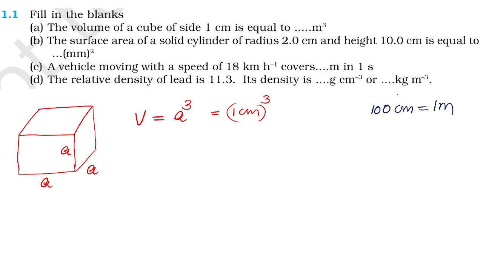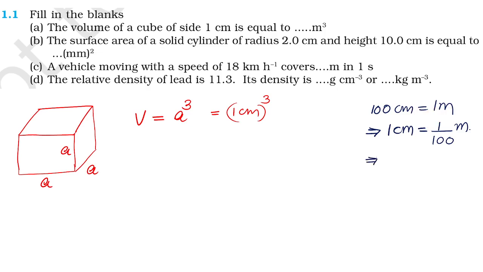So what is 1 centimeter then? 1 centimeter is equal to 1 by 100 meter. This 100 is taken to the other side, correct? It's very simple. This 100 is simply taken to the other side, that's all. The 100 goes to the other side and becomes 1 by 100 meter.